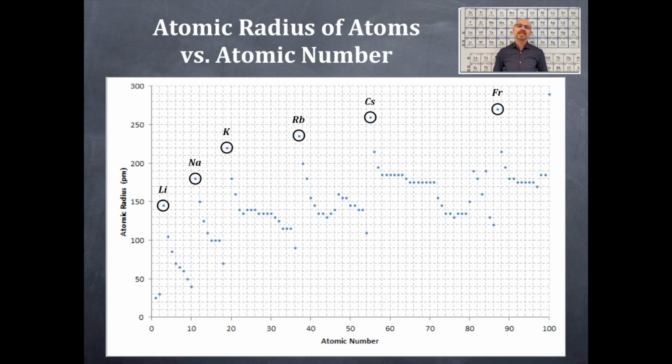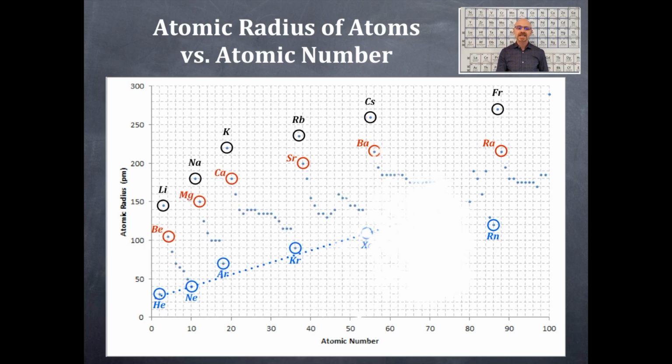What I've outlined here are group 1, the alkali metals. You should see that I have lithium, sodium, potassium, rubidium, cesium, and francium highlighted for you. And here is group 2. That's beryllium, magnesium, calcium, strontium, barium, and radium, all highlighted. And here are the noble gases: helium, neon, argon, krypton, xenon, and radon.